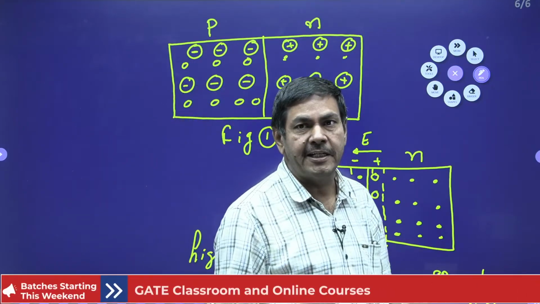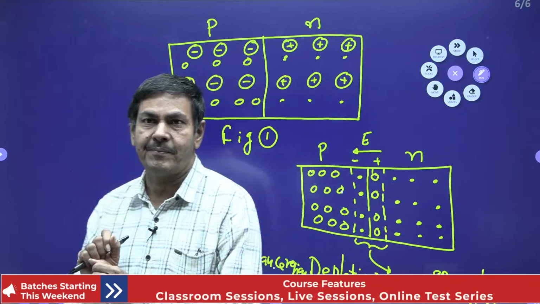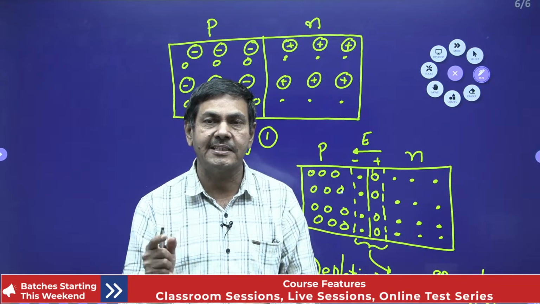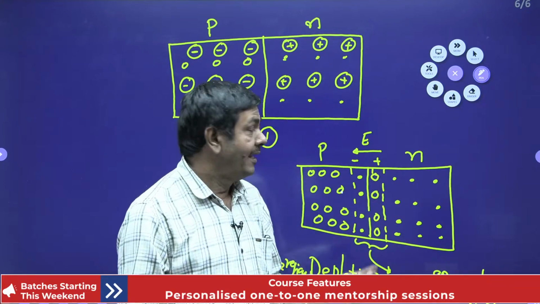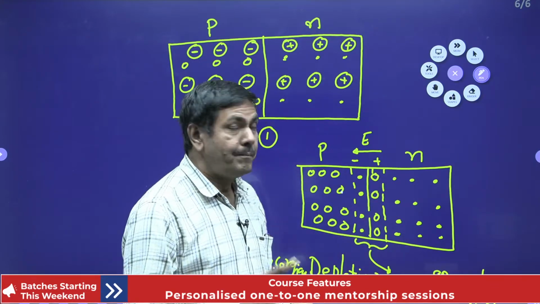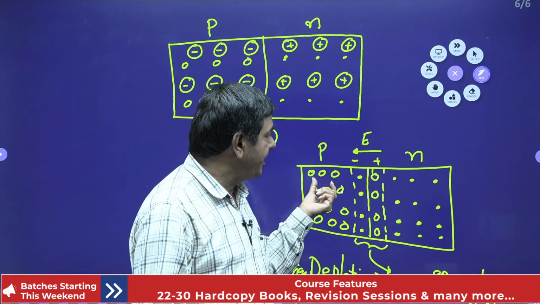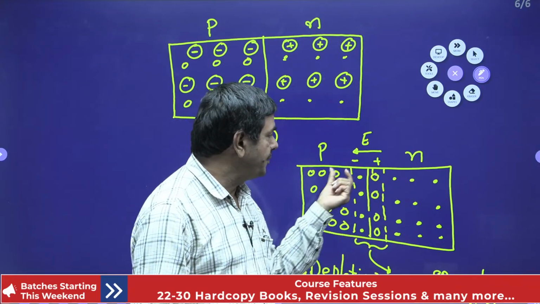Initially, assume p-type material on one side and n-type on the other side. The p-type contains majority carriers of holes, and the n-type contains majority carriers of electrons only. Initially, due to diffusion, the holes are going to move from p-type to n-type, and electrons are going to move from n-type to p-type only.